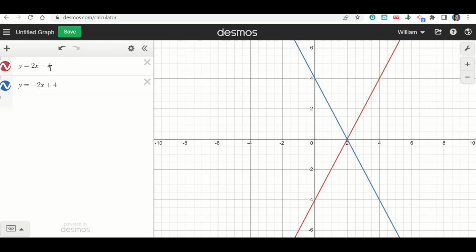And I can do this by inputting any two equations and then going to the point of intersection and clicking on it. It will tell me what the coordinate of that is, with the x coordinate first and the y coordinate second. So this is how you can check your work using Desmos when dealing with systems of linear equations.